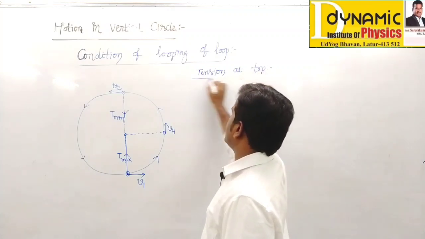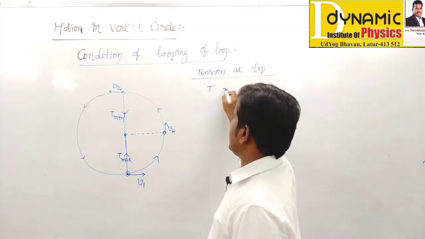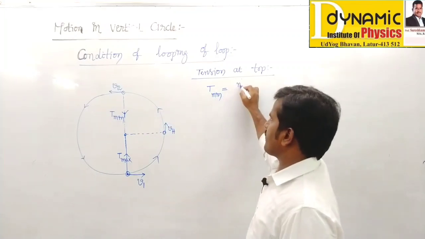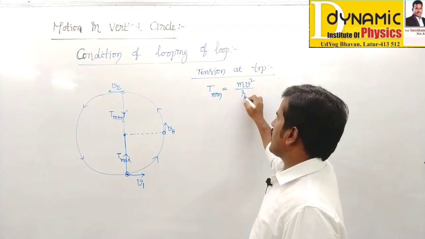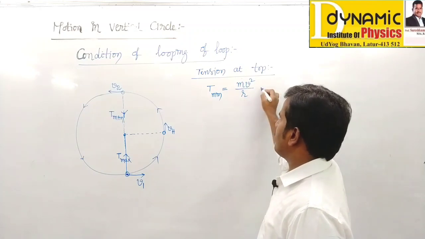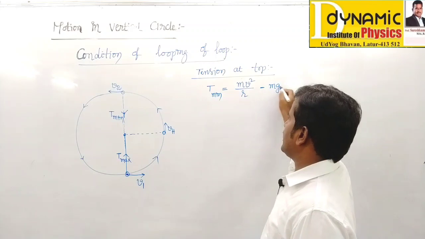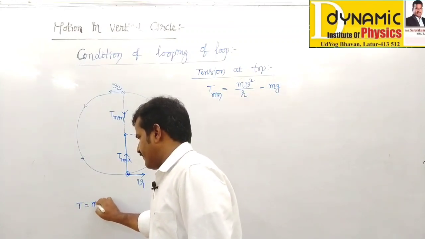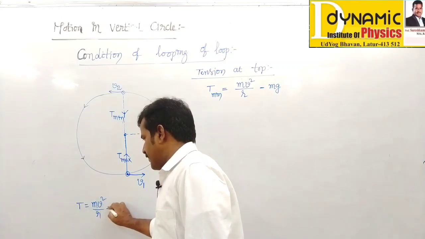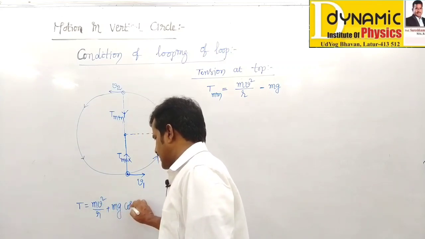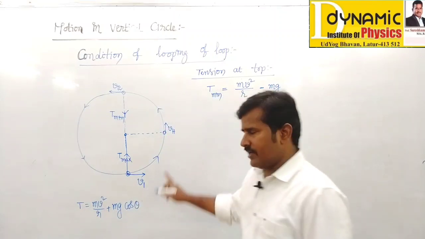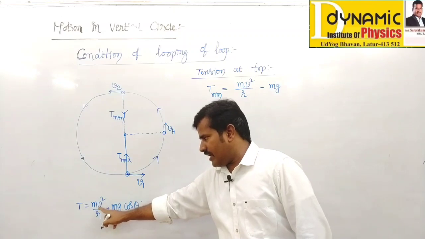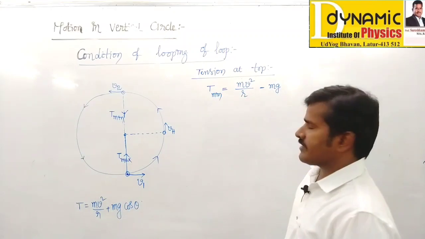At the topmost position, the tension becomes T equals mv square upon r minus mg. Originally the tension equation is T equals mv square upon r plus mg cos theta. This is common for tension at different positions. So it is mv square upon r plus mg cos theta.